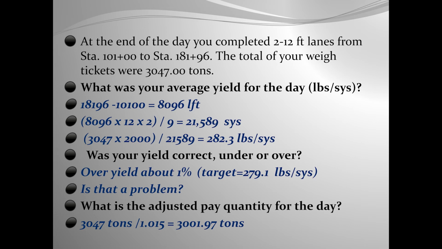So your adjusted pay quantity for the day looks like you end up being paid about 40 tons less than what you actually laid. You take the 3047 divided by 1.015, you end up with 3,001.97 tons. Any questions on that problem? This was a heavy mix, right? Steel slag in it.